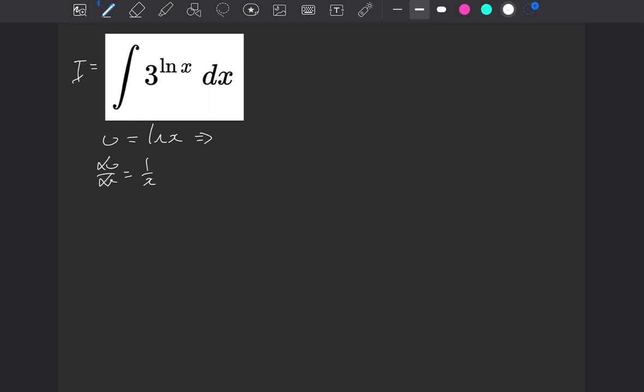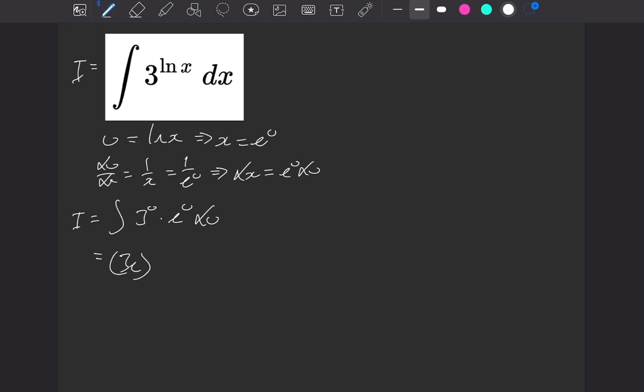We rearrange our u sub, we have that x is equal to e to the u. So what we can say, this is going to be equal to 1 over e to the u. And now then, if we multiply both sides by e to the u and dx, we get dx is e to the u du. So we'll sub that in. We'll have the integral of 3 to the u multiplied by e to the u, all with respect to u. So we'll combine those bits into one power. We'll have 3e to the power of u integrated with respect to u.